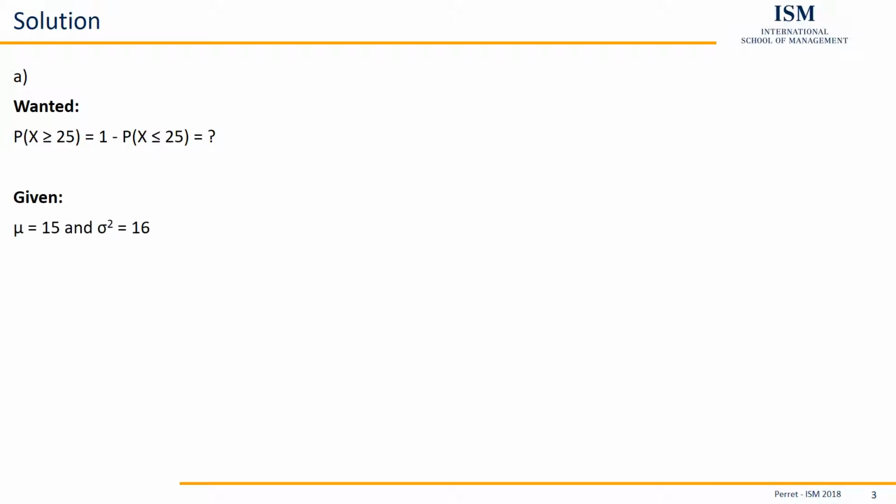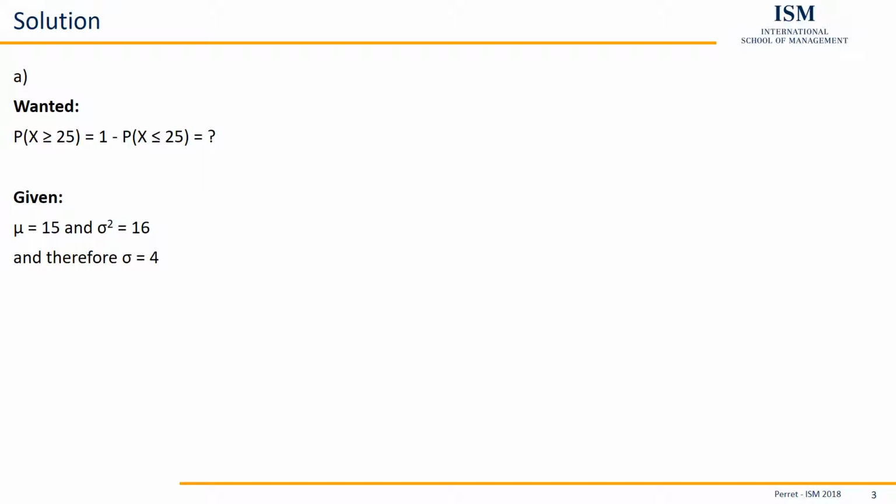The mean is given as 15 euros, and then we have the variance. So to get the standard deviation, we take the square root of the variance, giving us a standard deviation of 4. So with these two values, the mean and the standard deviation, we can then standardize our value of 25, because we can only use the standard normal distribution, because only for this we have a table where we can look the corresponding probabilities up.